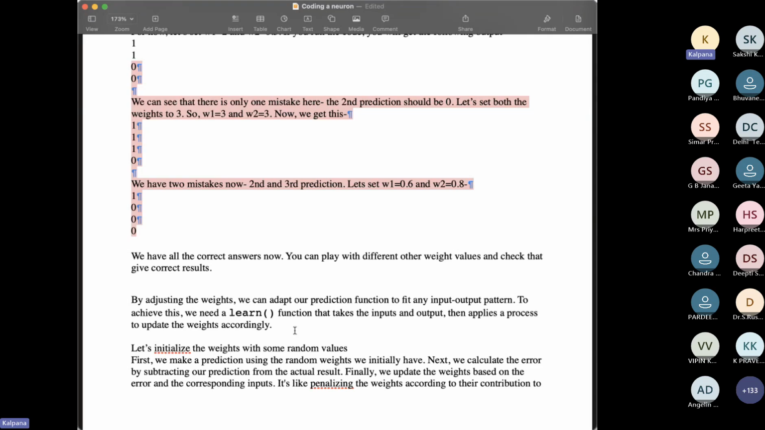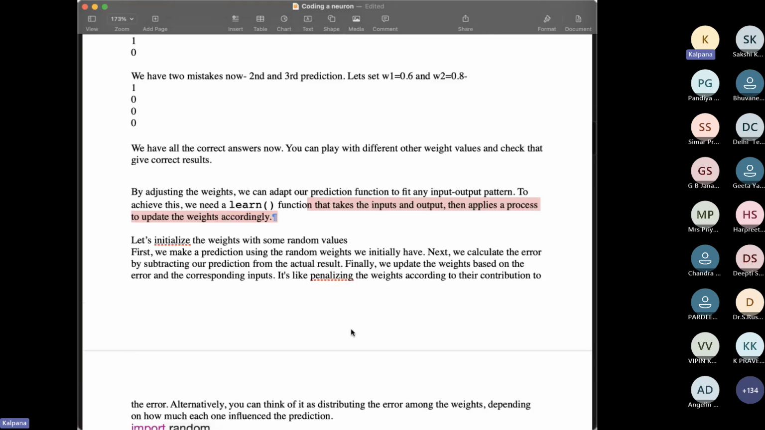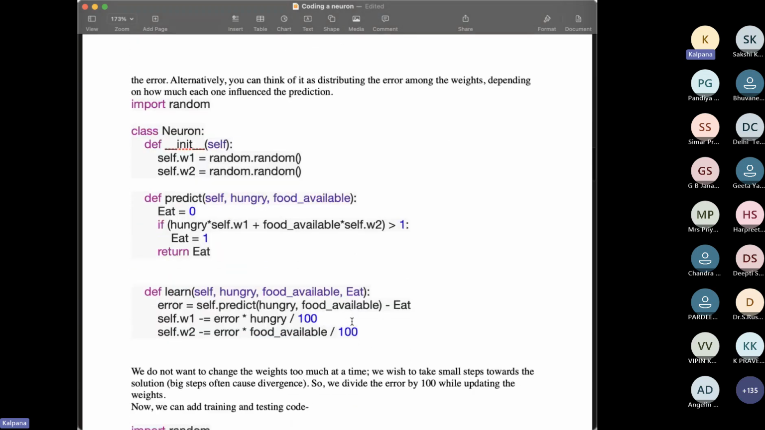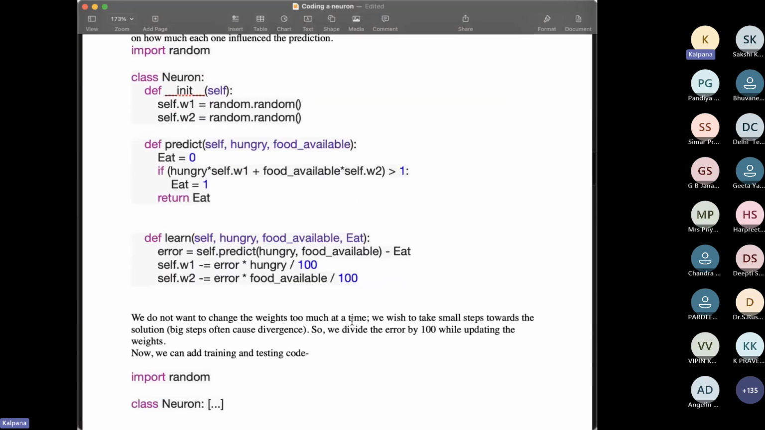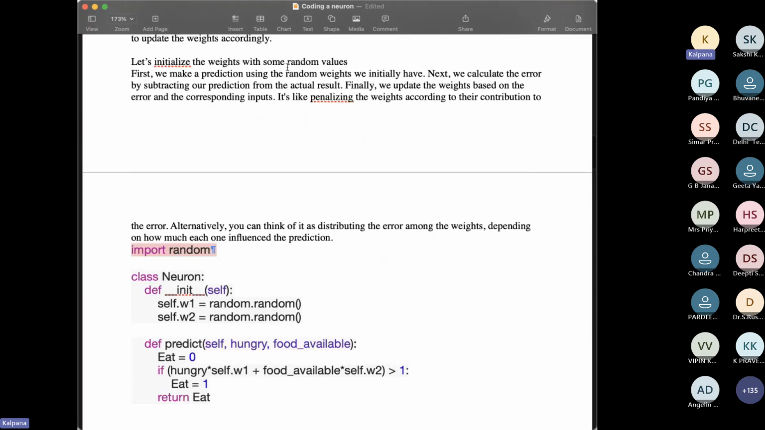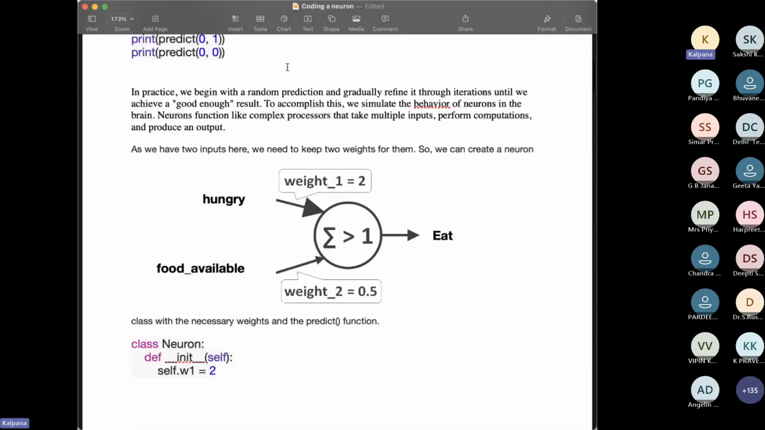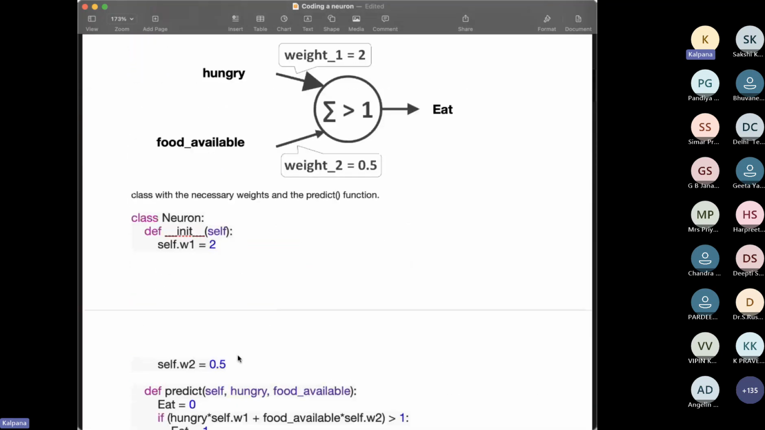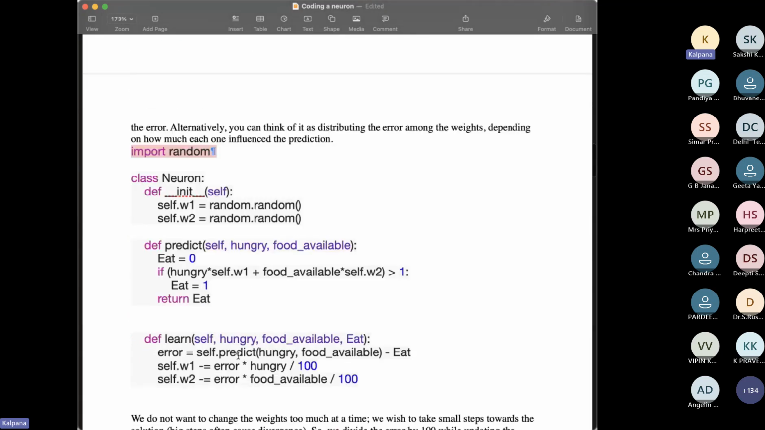Okay, so we can adapt our prediction function to fit any input output pattern. So we need a learn function that takes the inputs and output, then applies a process to update the weights accordingly. Now let's see the neuron again. So now we have imported a random library. A random package is there, which is going to assign the weights randomly. Initially, we were assigning them as per our choice, 1 and 2. Now we are using random weights.